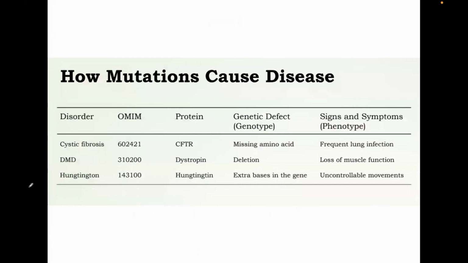And then, how mutations cause diseases. For example, yung cystic fibrosis mo. Meron kang missing amino acid. So, ang tendency, signs and symptoms niya for the phenotype, it will occur. The patient will suffer from frequent lung infection. And then, same dun sa ating mga different diseases.